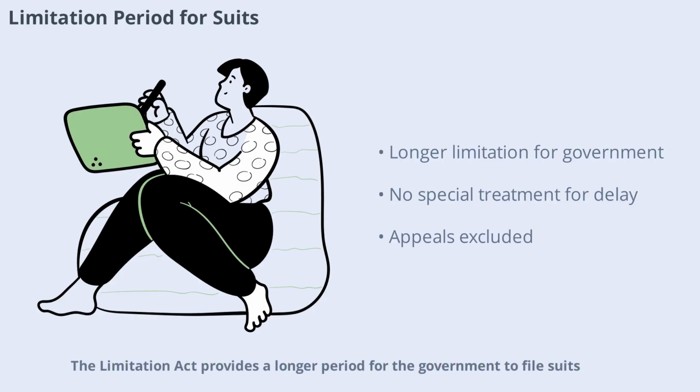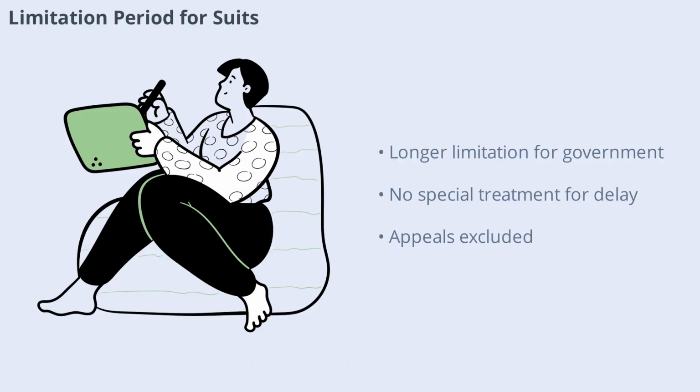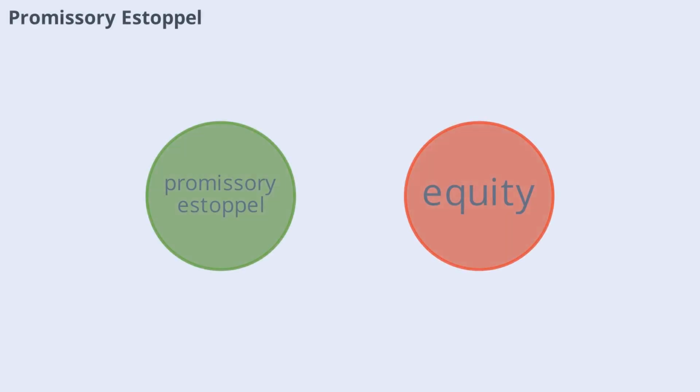The Limitation Act provides a longer period for the government to file suits, reflecting the maxim that time does not run against the Crown. However, this extended period does not apply to appeals or applications. Courts may condone delays if there is sufficient cause, but the government is not given special treatment in this regard. Promissory estoppel prevents a party from denying facts they previously asserted if another party relied on those assertions.